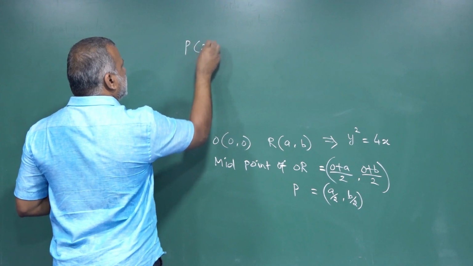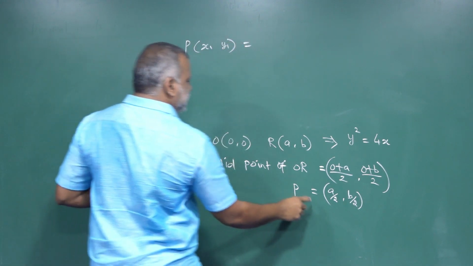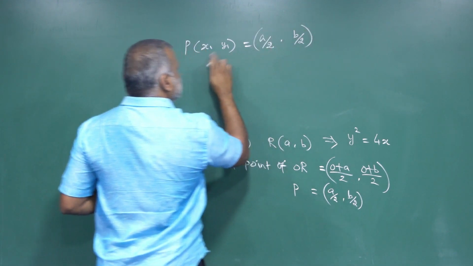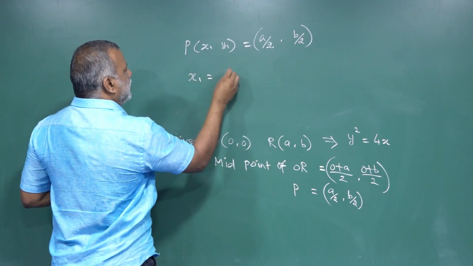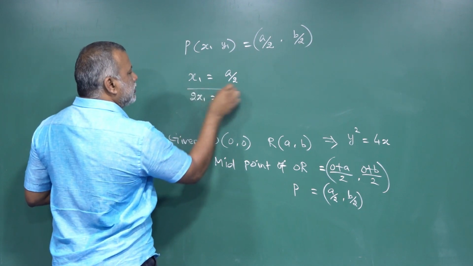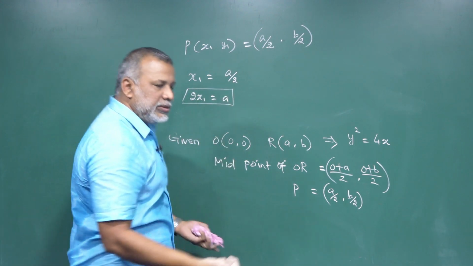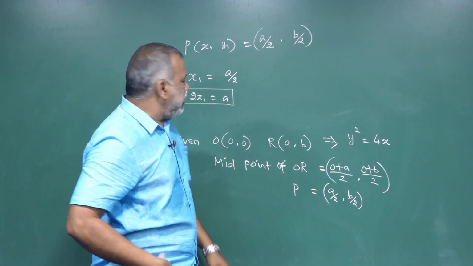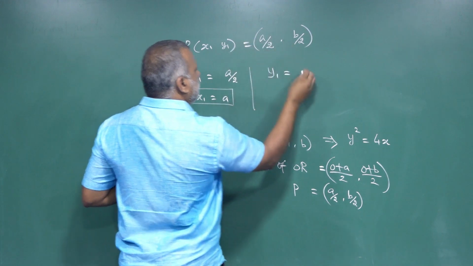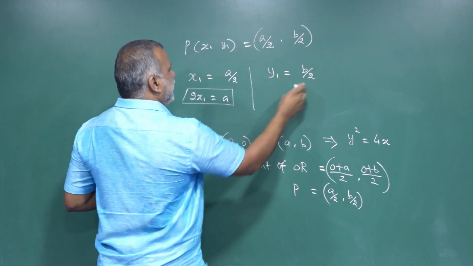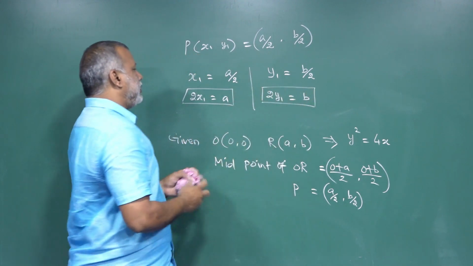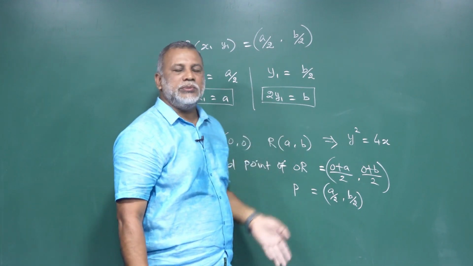So P of x1, y1 is equal to A by 2, B by 2. Just equating, x1 is equal to A by 2. Cross multiplying, 2x1 is equal to A. In the previous question also we were finding the values of A and B. Here also we are finding the value of A. In the same way, I can compare y1 equal to B by 2, so 2y1 is equal to B. So 2x1 equal to A, 2y1 equal to B.